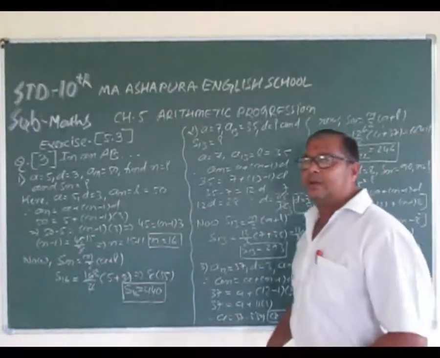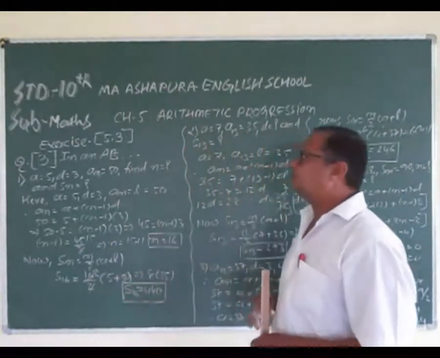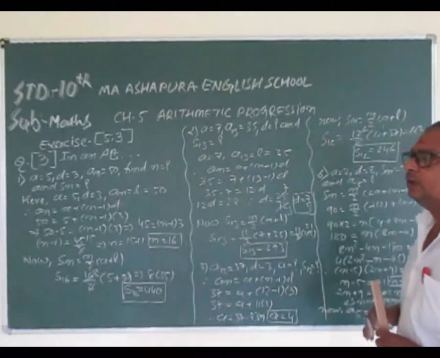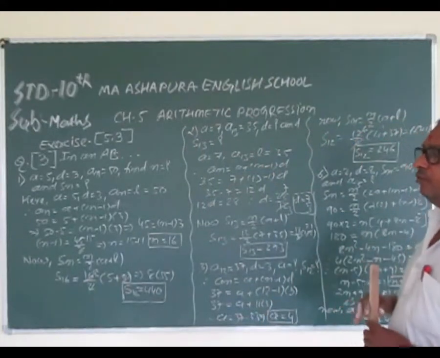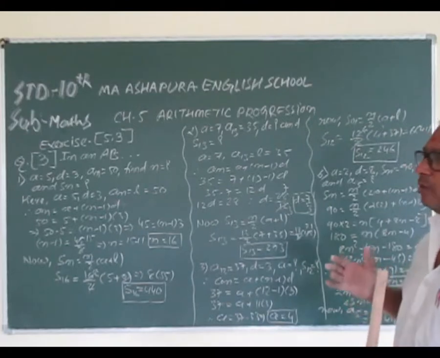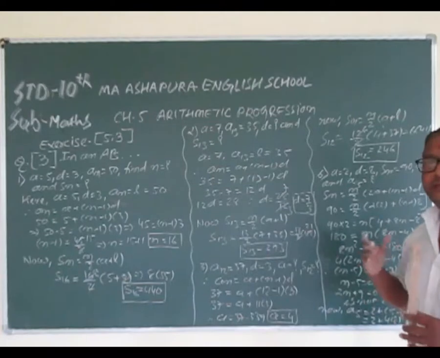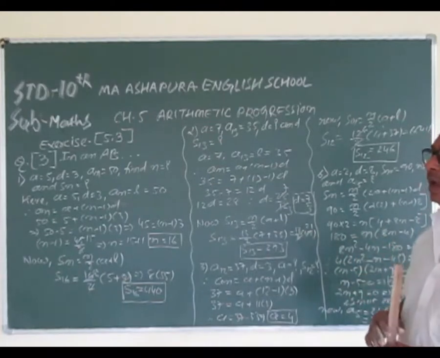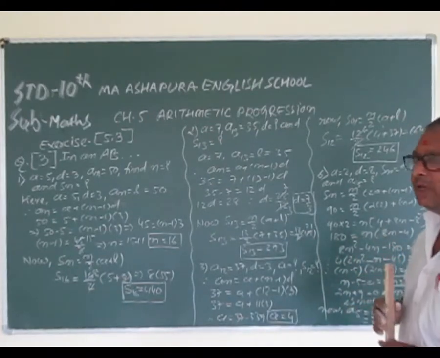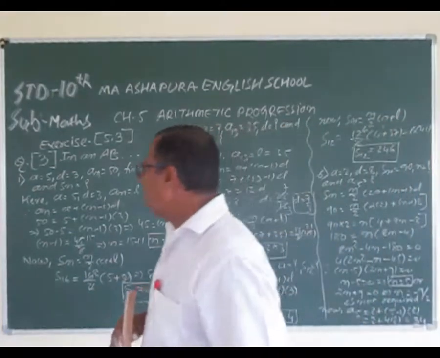Myself Jatin from Asapura School, Bhuj, and today we are going to continue chapter number 5, arithmetic progression. Previous time we performed and explained the exercise 5.3 question number 1 and 2. So today's time is now to explain and calculate question number 3 from the exercise 5.3. So let's start with me.